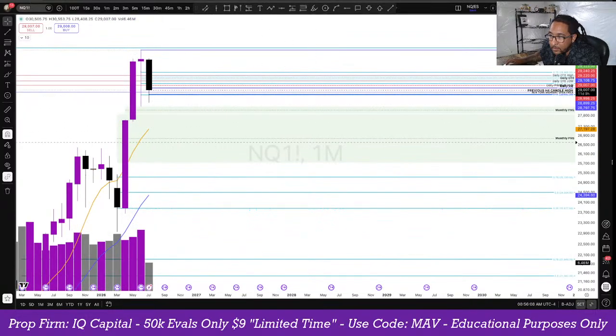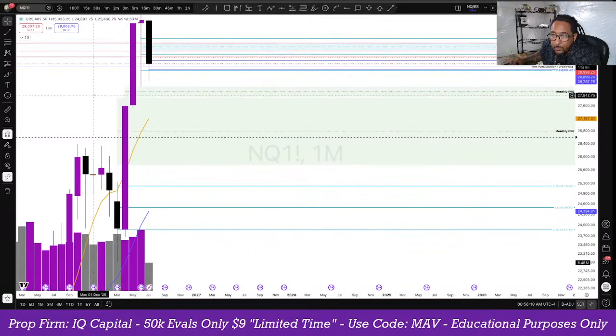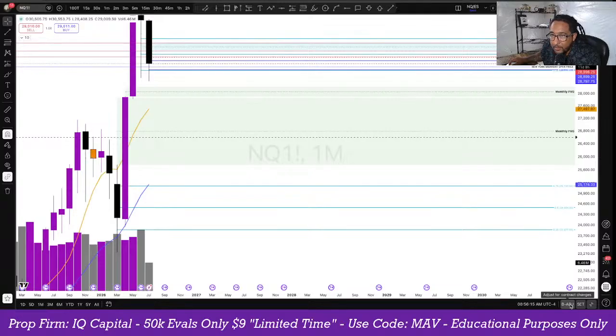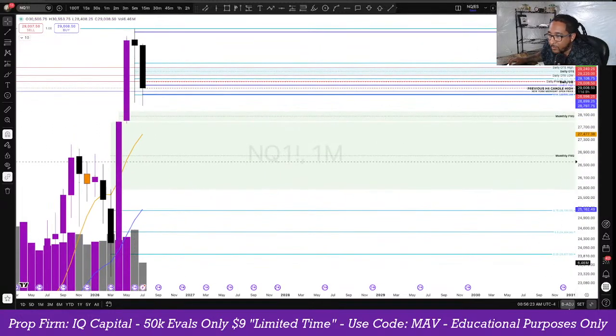So honestly, let me make sure my settings are correct here. Okay, my settings. See, that makes a difference. When you go down here and make the adjustment, your settings are correct. You see how when I press here, my candle ends here, and now my fair value gap is off. So I have to make sure that my settings are correct.